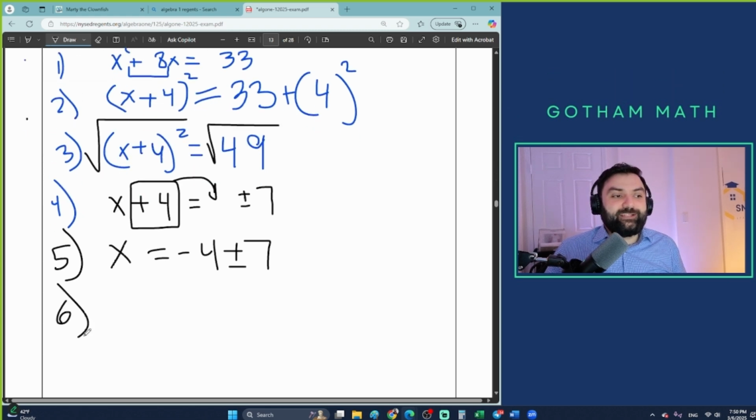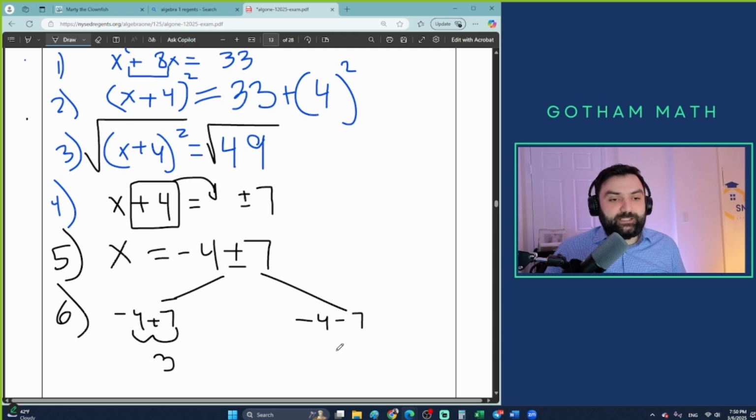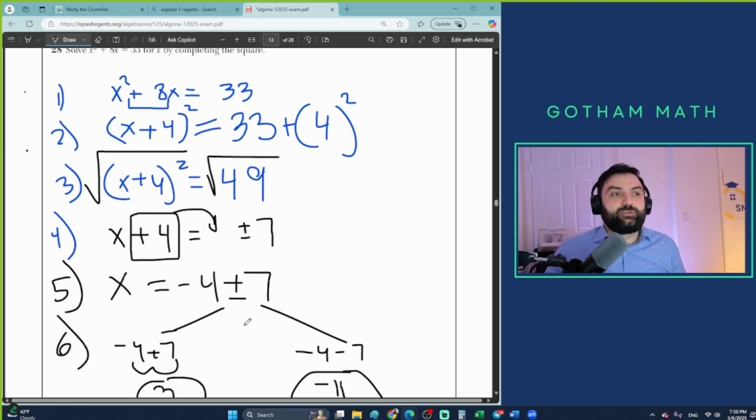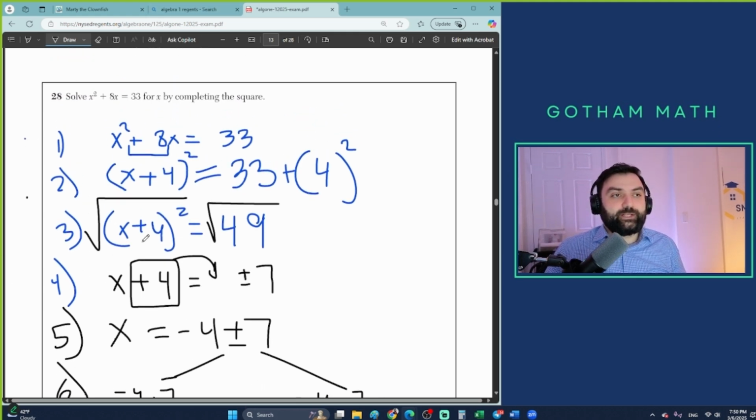And the last step is to do both of these realities separately. Both of these means negative 4 plus 7, and negative 4 minus 7. In this case, it's going to be 3. In this case, it's going to be negative 11. And those are the answers. This is officially the solutions to this quadratic equation.